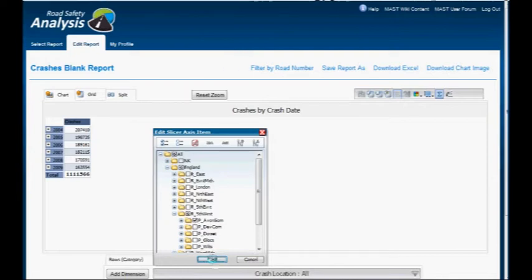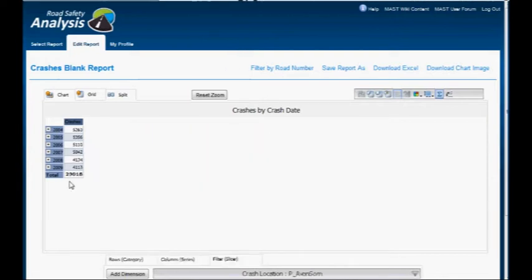There we are. So just over 29,000 crashes in all in that police force area in the 6 years that MAST presently has in it. Keep your eye on that number because I'm going to come back to that number a little bit later on.